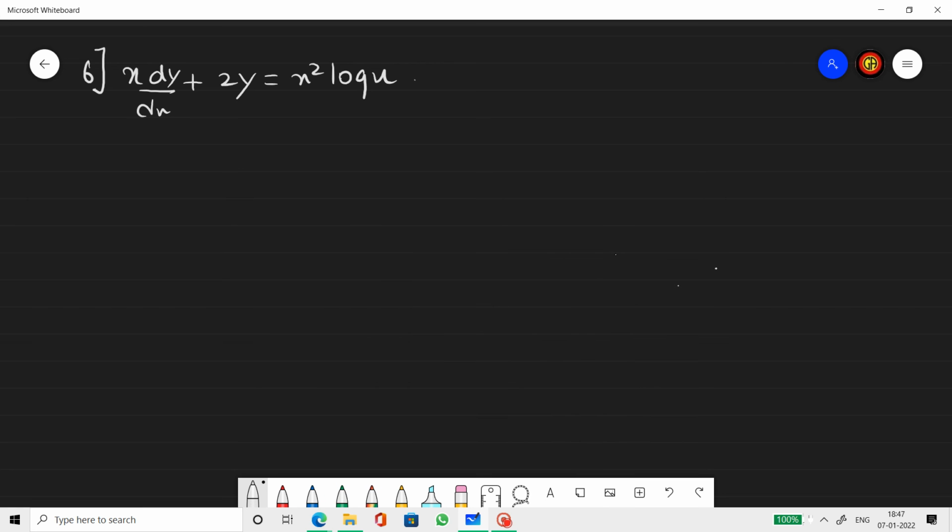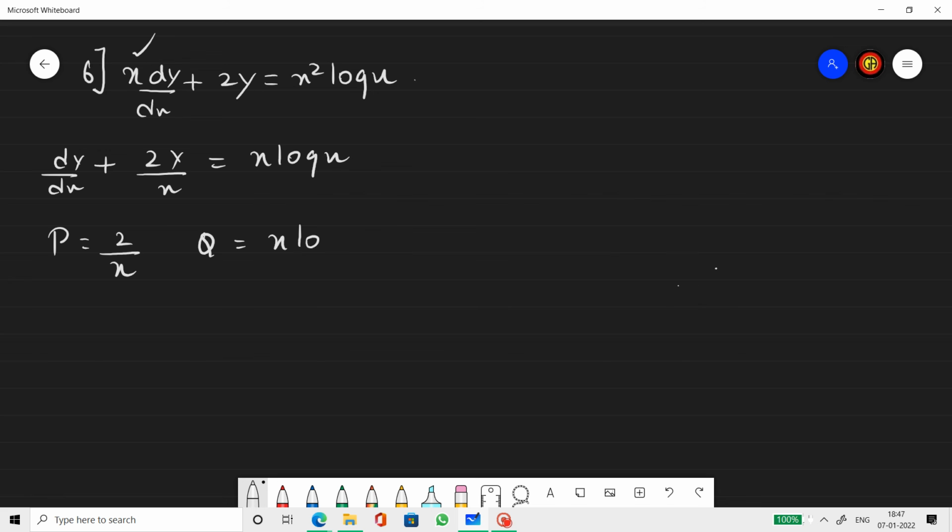Question number 6. x into dy by dx plus 2y equals x square log x. Not in the standard form because of this x. So divide by x in the first place. So dy by dx plus 2y by x equals x log x. Since I'm dividing by x, x square becomes x log x. So p here is the coefficient of y, which is 2 divided by x. And q here is x log x.